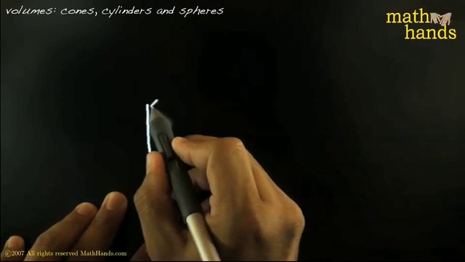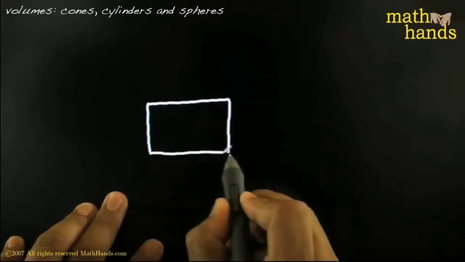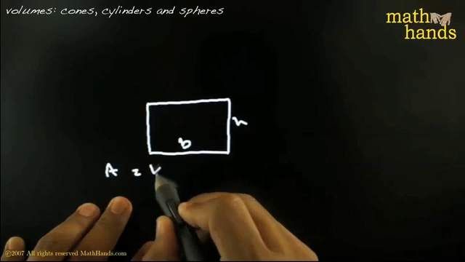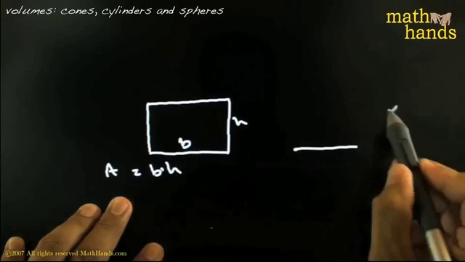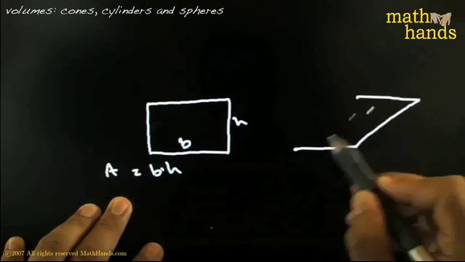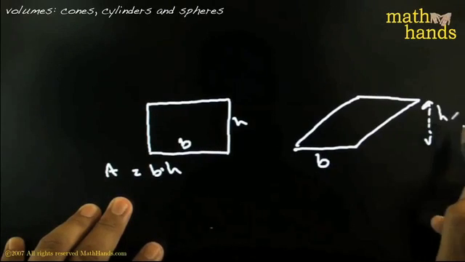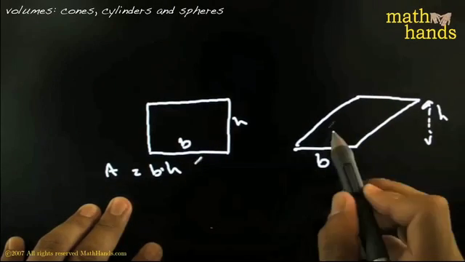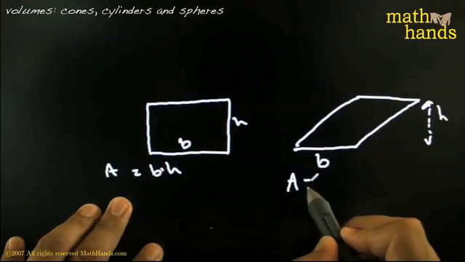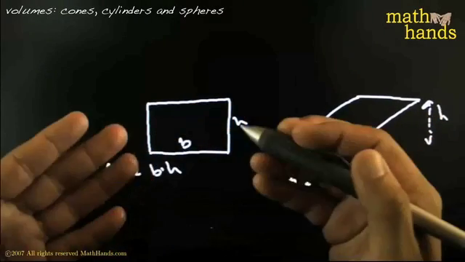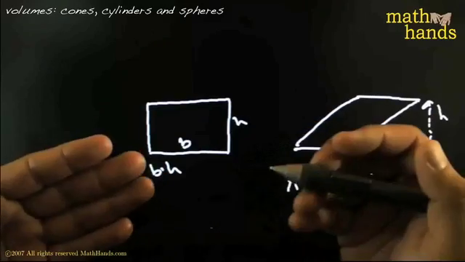For example, if you have a rectangle, you know that the area is equal to base times height, and then you ask the simple question: what would happen if you slant this? And you still have the same b, and this length right here is still h. And the question is, how does this area compare to that area? And the area here is still base times h. So this would not be from the volumes chapter, but from the area chapter.